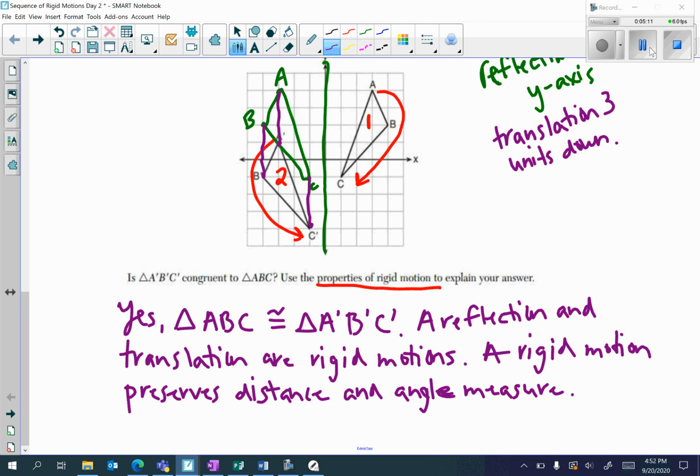So therefore, the two triangles have to be congruent because a reflection and a translation are rigid motions. A rigid motion preserves distance and angle measure.